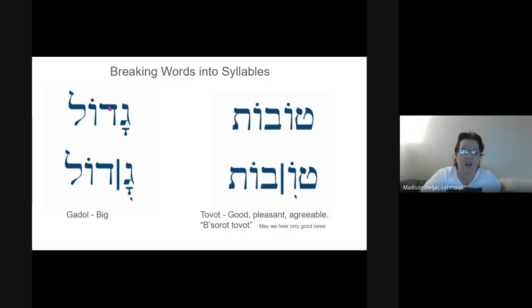Well, we have a consonant, which is dalid, the vav, the olam vav, which is our O sound. Oh no, I'm getting hit in the head. And then our lamed. So ga, we put our line, and then dol, gadol. So that's how we get gadol.